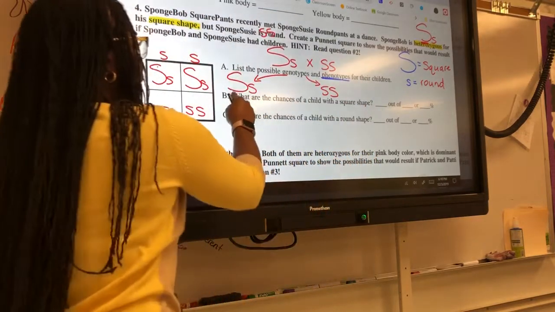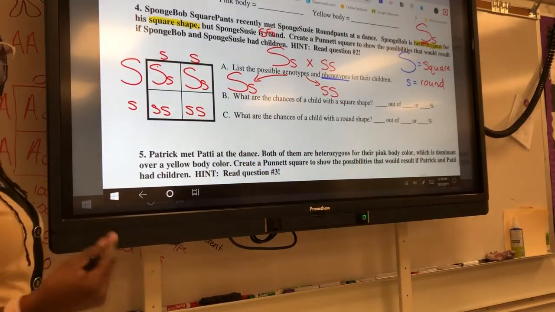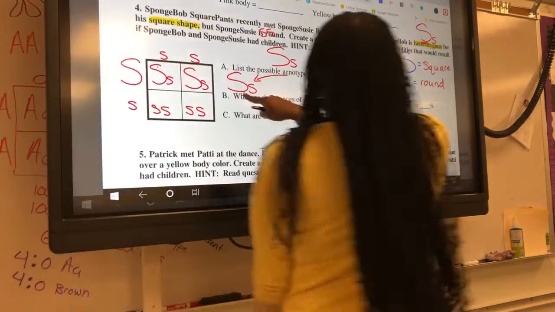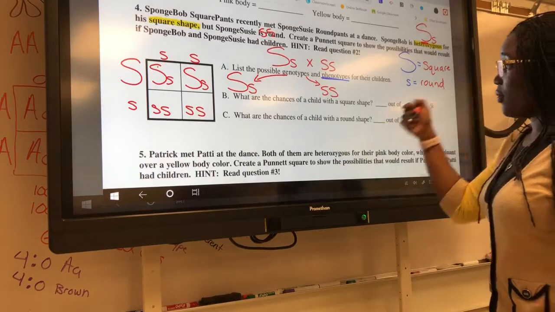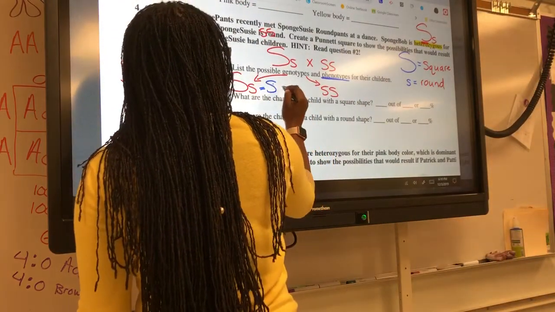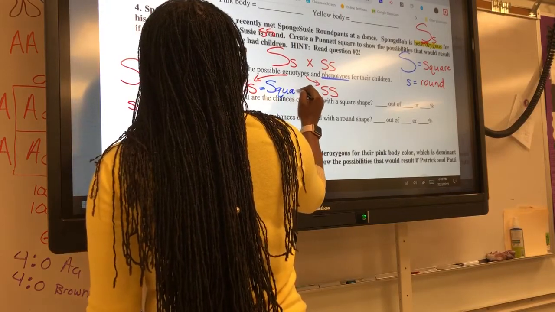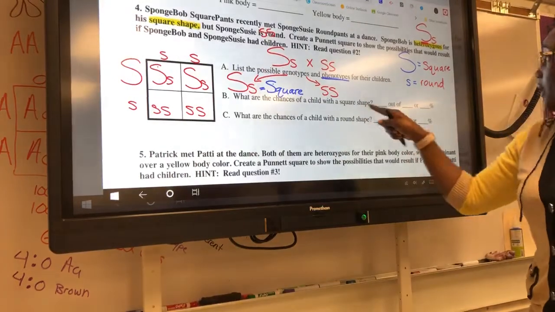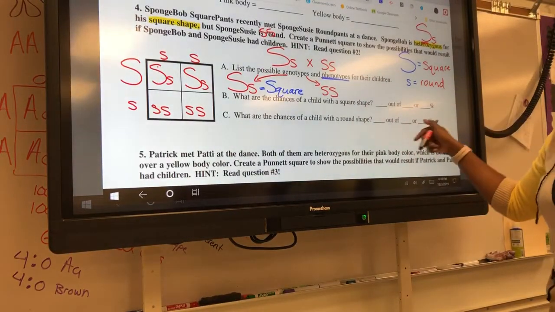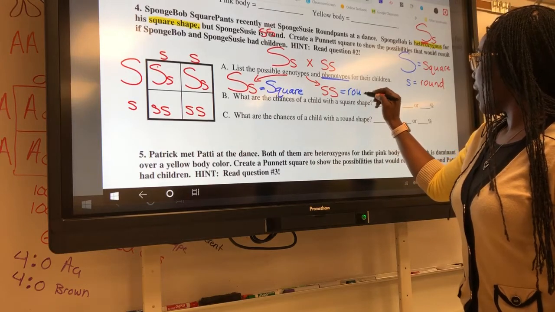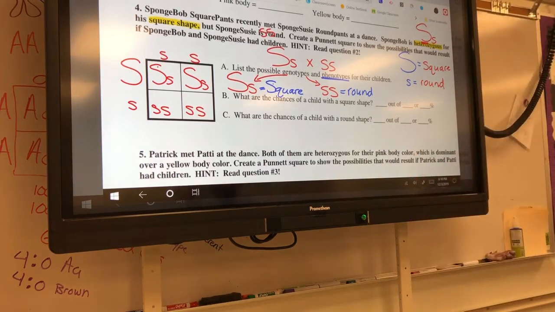So now it's time to do phenotypes. So big S, little s will give you what physical trait? Go back to the key. Big S always dominates. So therefore, this phenotype will be square. Both of these are small, so go back to your key. This would give you round. Are we done there?